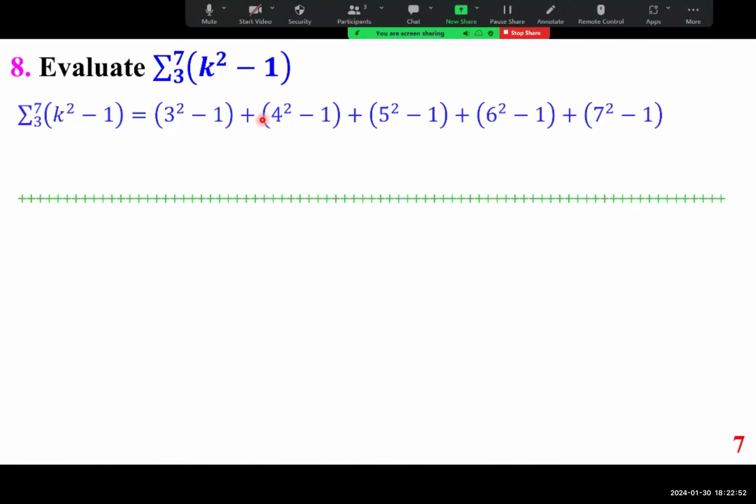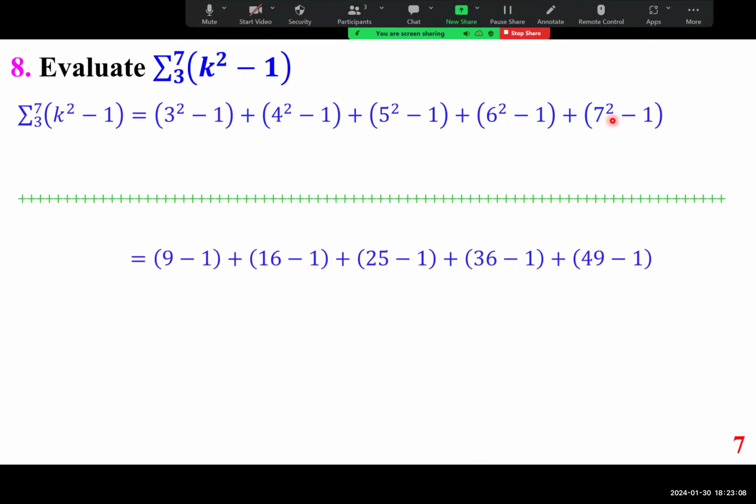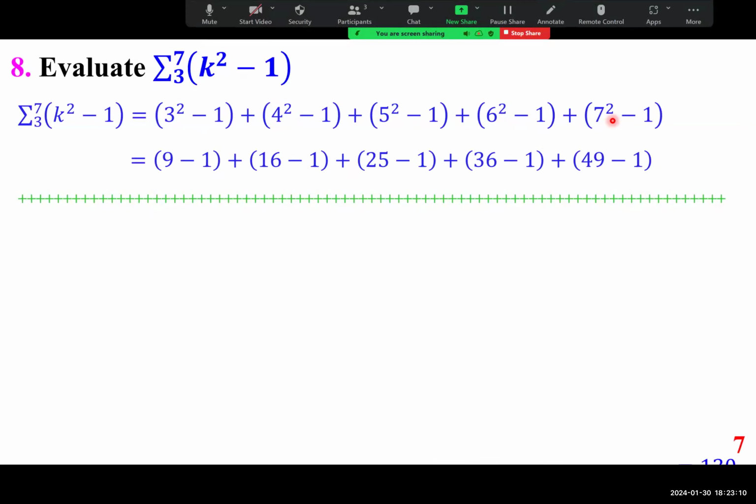Okay. Now, of course, 9 minus 1, 16 minus 1, 25 minus 1, 36 minus 1, 49 minus 1. Okay. And just add them up, you end up with 130. So I'm going to assume everybody can add them up. The purpose of this question was to make sure we understand how we expand summation. Okay. How we expand summation.